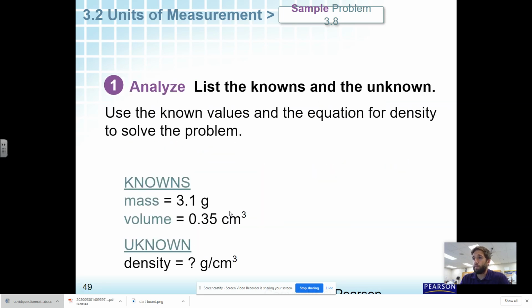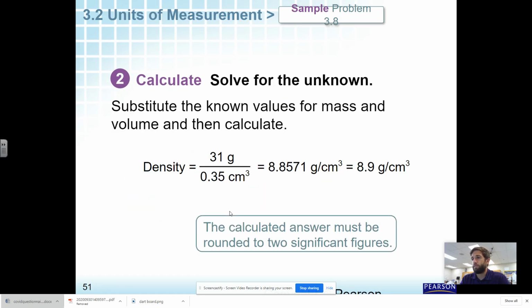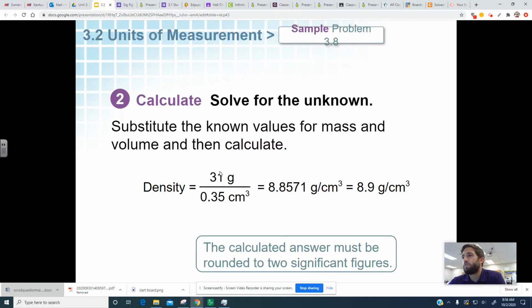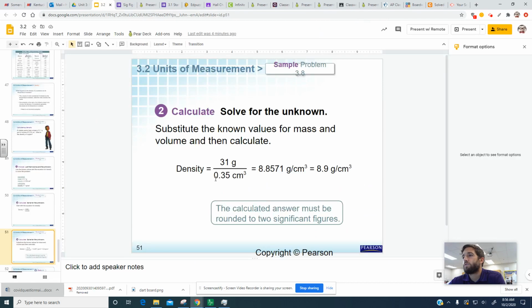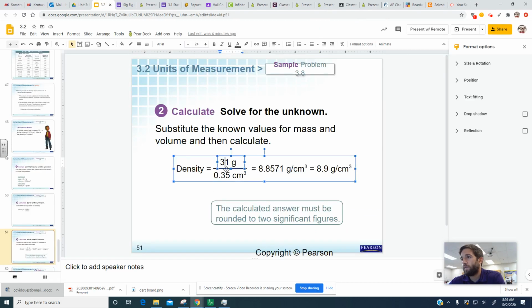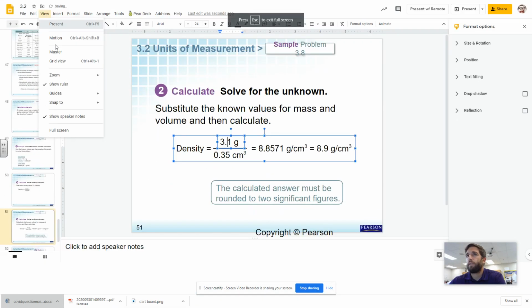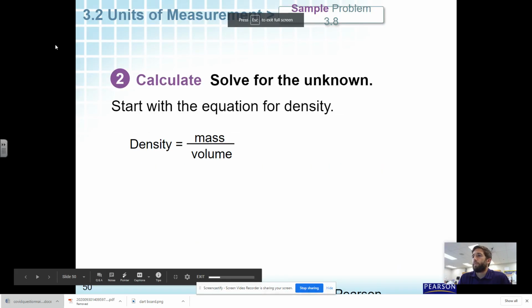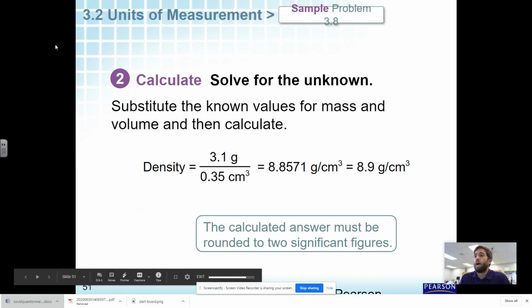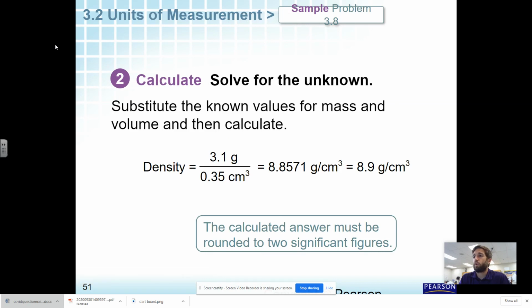So we go back here. The mass right here. They also messed this one up too. Let me fix this real quick. Okay, just notice that. The mass of a penny is 3.1 grams, and the volume of that penny is 0.35 centimeters cubed. If you divide that out, you get 8.8571 grams per centimeter cubed.